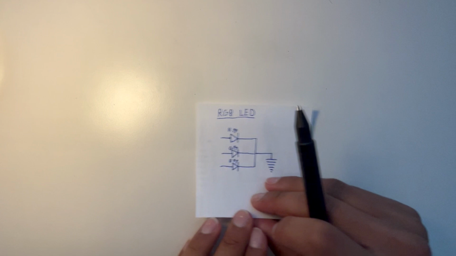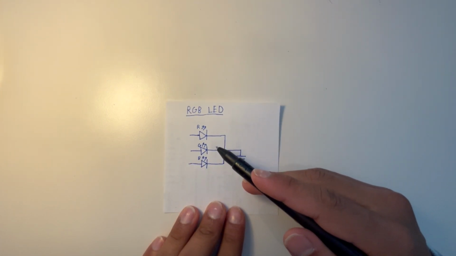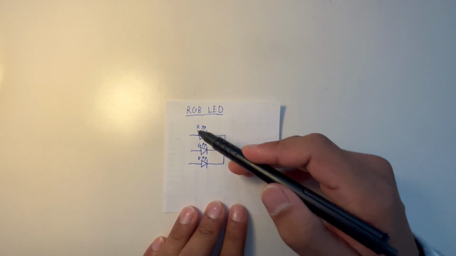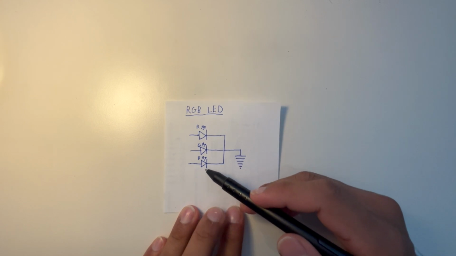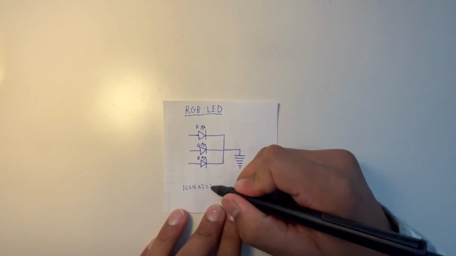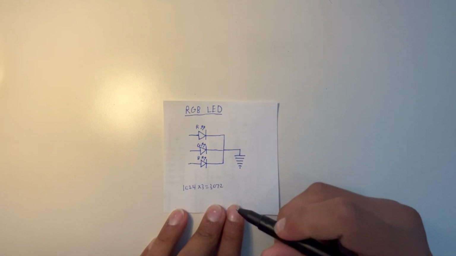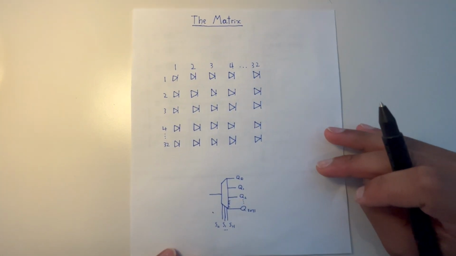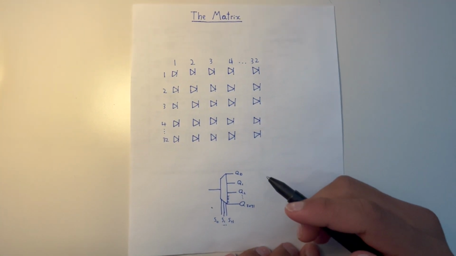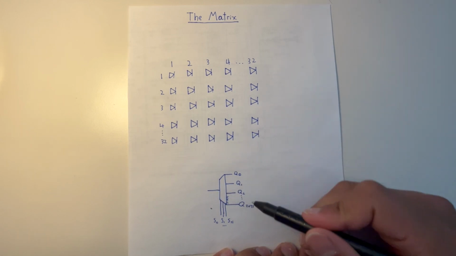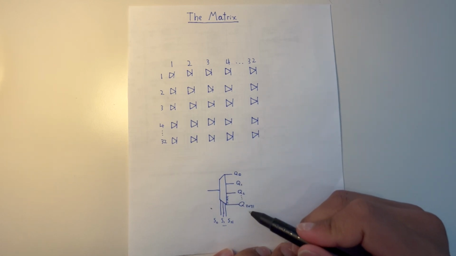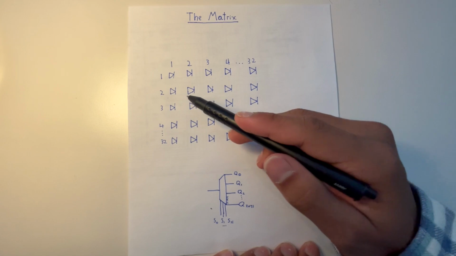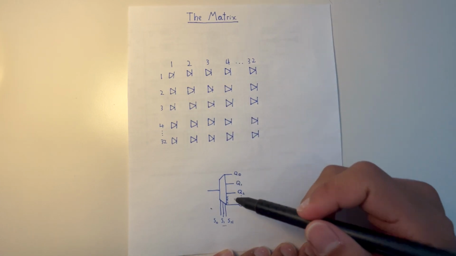The next thing to note is that each RGB LED contains 3 standard LEDs, one red, one green, and one blue, which gives us a total of 3,072 total LEDs. So for this reason, the matrix uses a 1 to 3,072 demultiplexer. This means that each LED in the matrix has its own output pin on the demultiplexer.